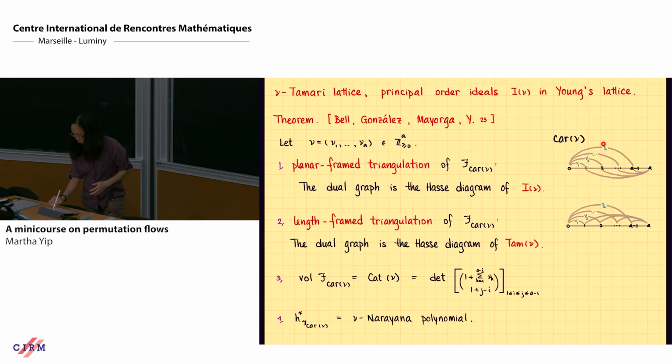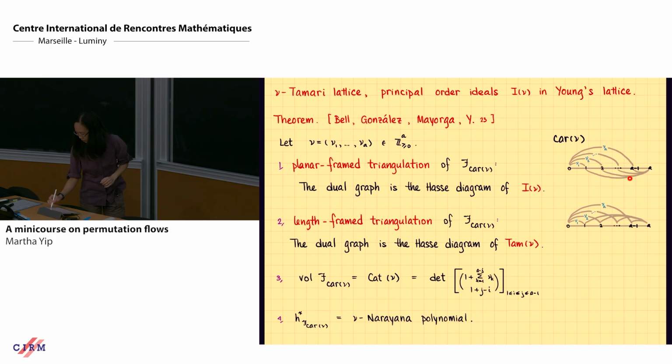If I look at the planar framing, it turns out that the dual graph is the Hasse diagram of what that means is an order ideal in Young's lattice generated by a partition of this shape. Now, I'll give you pictures in a second, but nu defines a partition, and I'm just looking at the order ideal generated by that partition in Young's lattice.